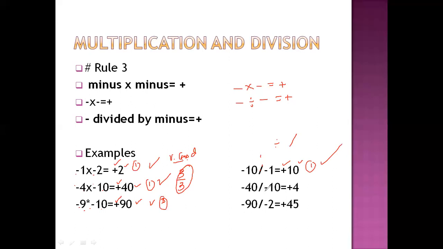Then minus divided by minus, you get a plus. Then that's one. That's a mark again. 40 divided by 10, that's a 4. That's very correct. That's another mark for this student. This is an excellent student. Effort pays. Minus divided by minus, we get a plus. 90 divided by 2, we get 45. That's excellent. Then that is 3 out of 3.